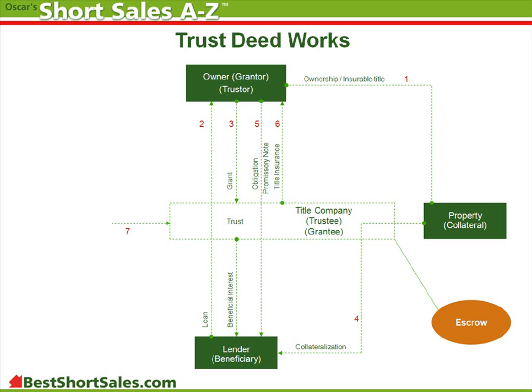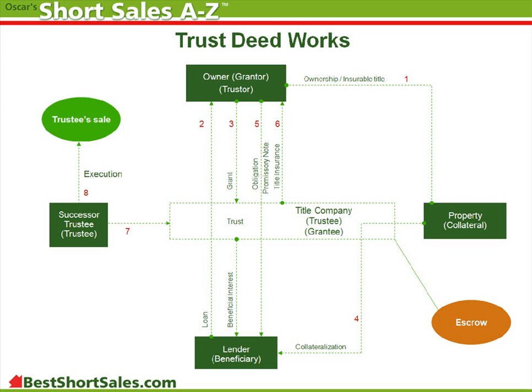In case of default, typically the lender will appoint a successor trustee. Successor trustees are typically companies in the business of executing trust deeds in default. If default is not resolved, the trustee will execute the trust deed in a trustee's sale.